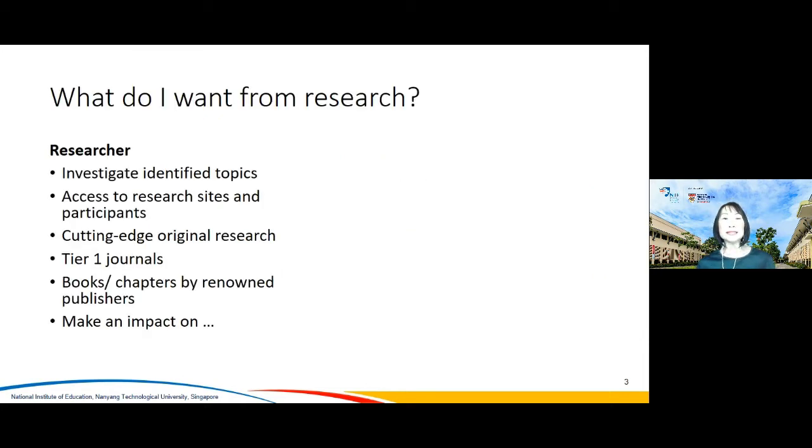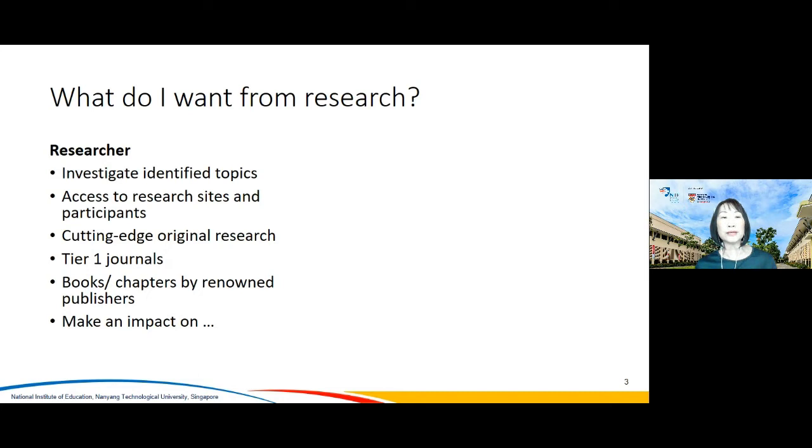So before we ask ourselves the question, what do practitioners want? I think it's very important for us to also ask the question, what do researchers want? Now, putting on the researcher's hat, I think researchers want to investigate and identify topics that we're interested in, we're passionate about, that we see is an up and coming area that we can contribute to.